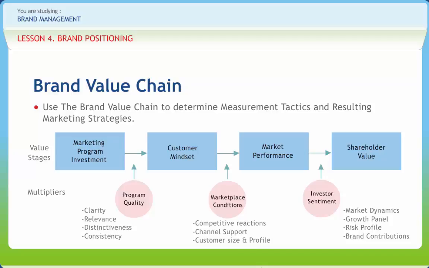Market performance is the stage where brand performance can be measured in the marketplace. The final stage of the brand value chain is shareholder value. Measurements in this stage include stock price, price to earnings ratios, and market capitalization.